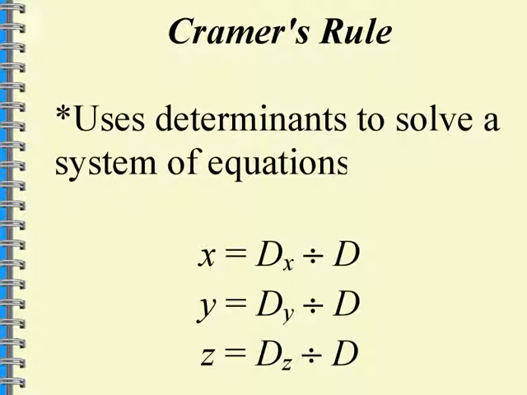This is how we can use determinants to solve a system of equations. First of all, if we want to find x, we take dx divided by d. If we want to find y, we take dy divided by d. And if we want to find z, we need to take dz divided by d. Now you're probably wondering, what is all this dx, dy, and dz? We'll go ahead and look at two examples, and we'll go through how you use Cramer's rule to solve those.